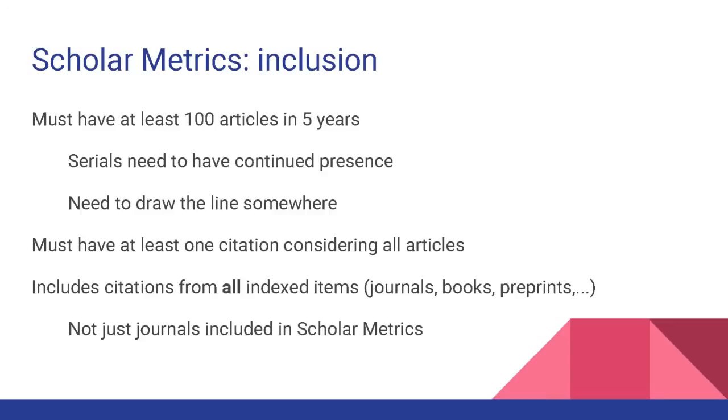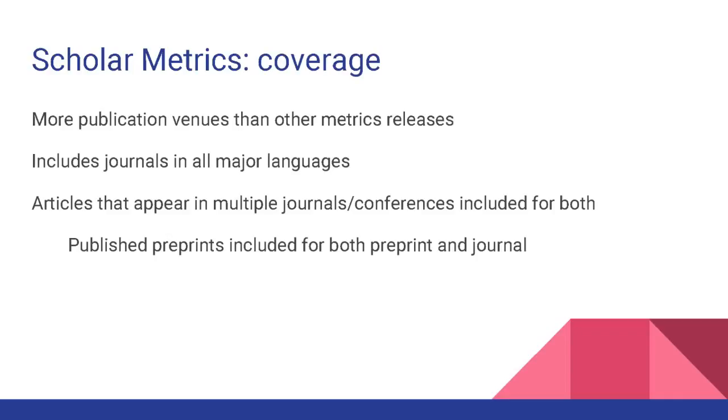almost all actually. It must have at least one citation considering all articles. If it doesn't have even one citation, then it's not clear what the metric would be. The statistics include citations from all indexed articles, not just the journals included in Cybermetrics. So journals, books, preprints, everything. From coverage, as far as we understand, Cybermetrics covers more publication venues than other metrics. They include journals in all major languages.